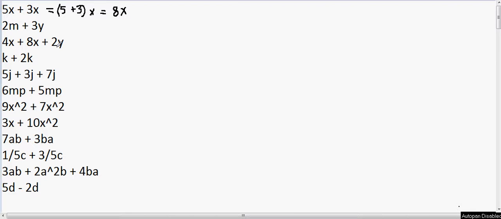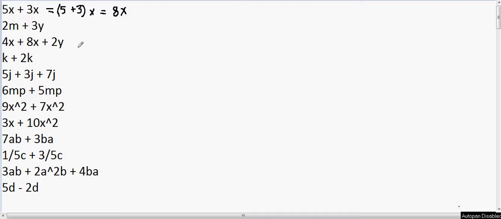Next, we have 2m plus 3y. If we compare both terms, 2m and 3y, they don't have the same variable part, m and y. So we can't combine these terms together, and we need to just go ahead and leave the expression in this form.